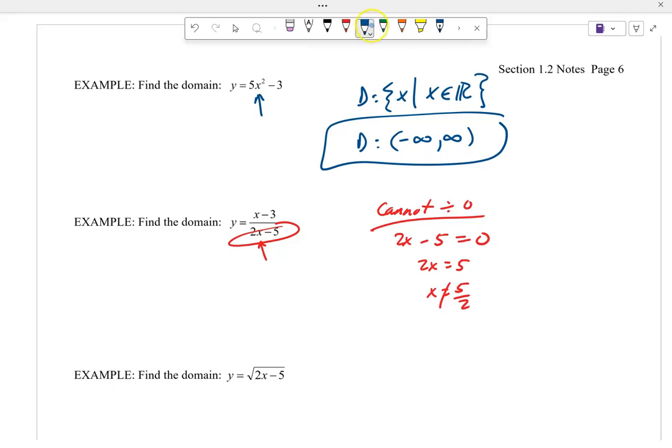So my domain on this with interval notation would be, I'd say, well, x is all reals, but it cannot be that 5 halves.